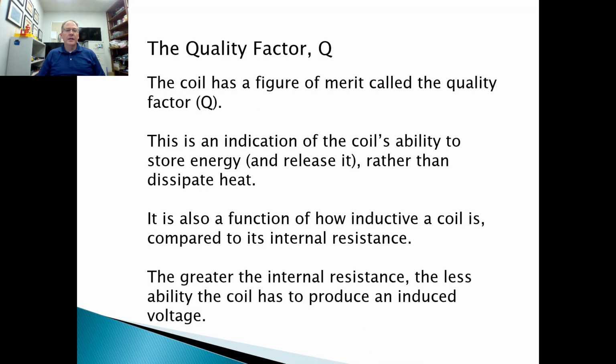All right. Now there is another factor, which is the Q factor. The quality factor, also called the figure of merit, is an indication of the coil's ability to store energy and release it rather than dissipate it as heat. So it's also a function of how inductive a coil is compared to its internal resistance. Now, the greater the internal resistance, the less ability the coil has to produce and induce voltage.